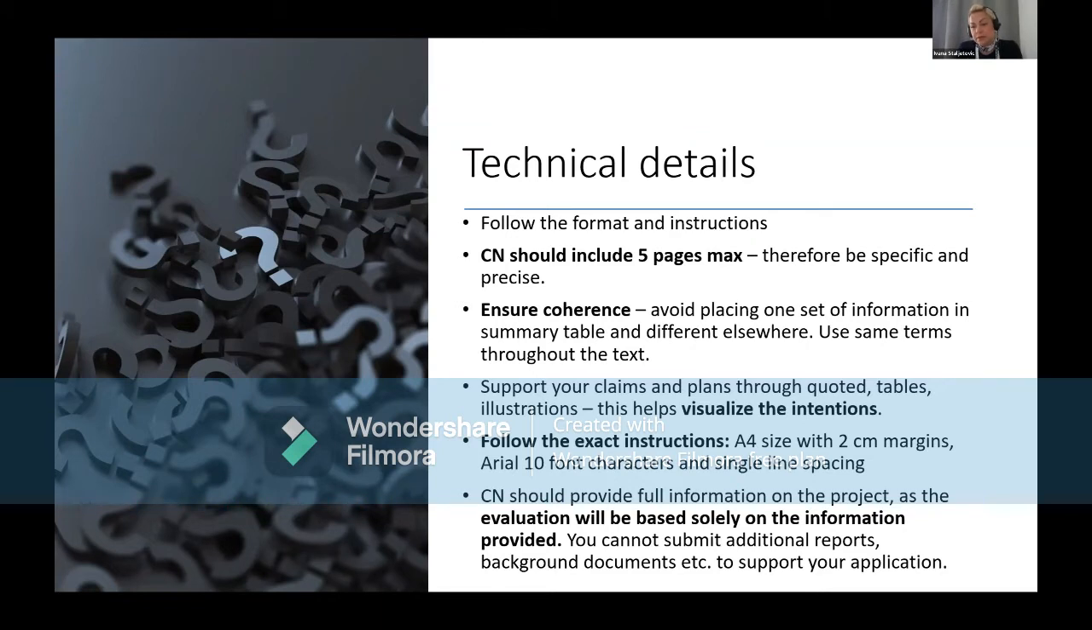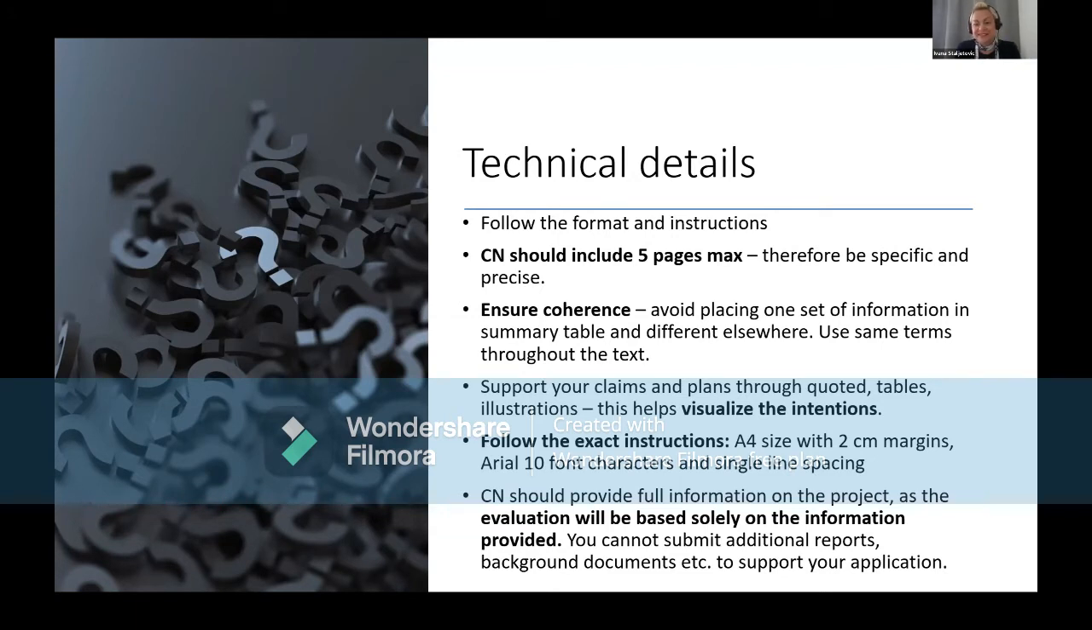This is because the maximum number of pages of the concept note is 5. So the total number of pages is 5. And in order for everyone to have, let's say, equal rights to present their project on 5 pages, that's why there are such detailed instructions with regards to size and font. So everyone is using the same tools. You need to include all the relevant information only on 5 pages.